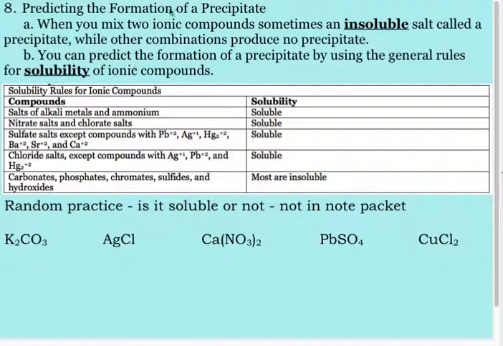When you mix two ionic compounds, sometimes you get an insoluble salt, and remember we call that a precipitate, but other times you can put them together and you get no precipitate. Sometimes you get a liquid, sometimes you get a gas, but we're going to focus on the precipitates today. You can actually predict if you're going to get a precipitate using some general rules. If you're soluble, that means there would not be a precipitate. And if you were insoluble, that means there would be a precipitate.